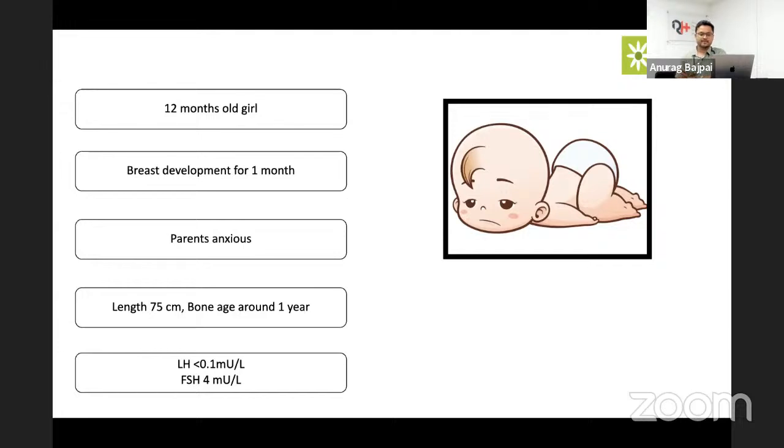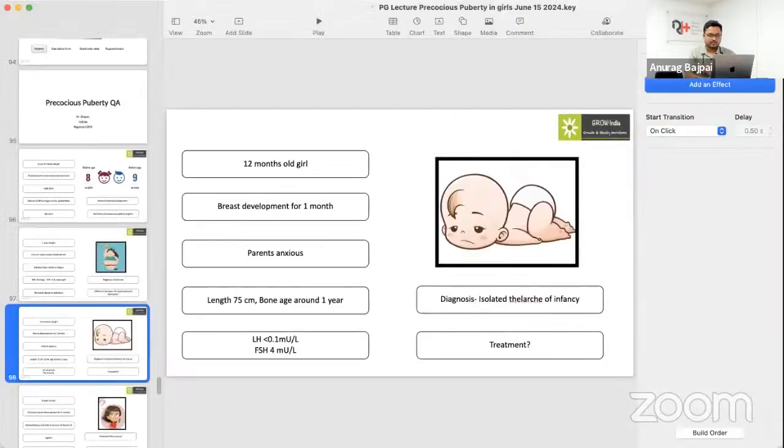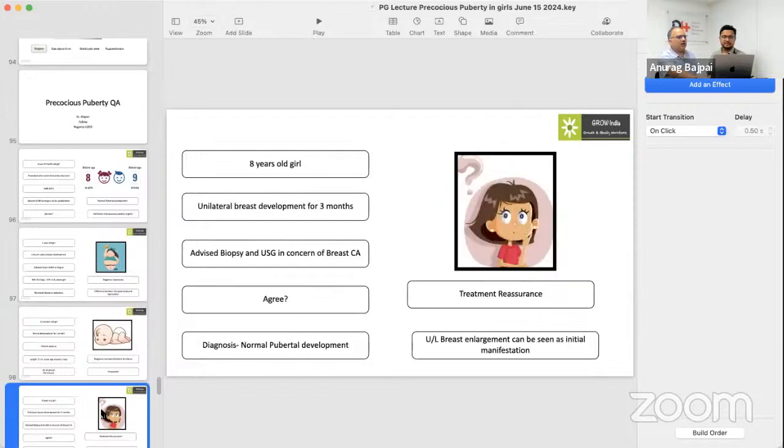There's some answer which is coming up. It is only because of a high LH level that we would be concerned. This is a classical case of isolated thelarche, for which no workup is required. So who has given the answer correctly, Dr. Alappan? The chat box is disabled, so you can put your answers in the Q&A as well. We will try to enable the chat box. We don't know why it is working like that. So the next question. So this is isolated thelarche of infancy.